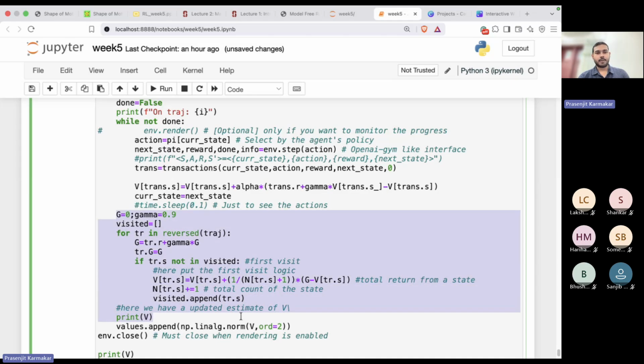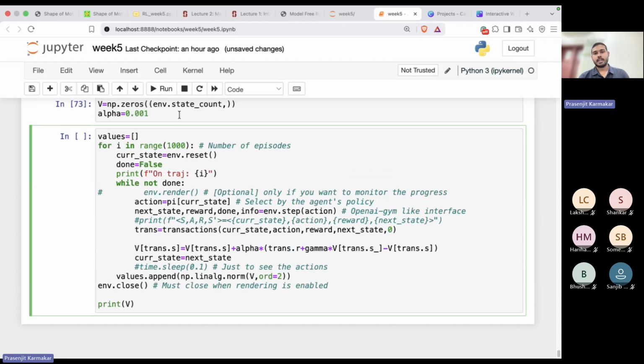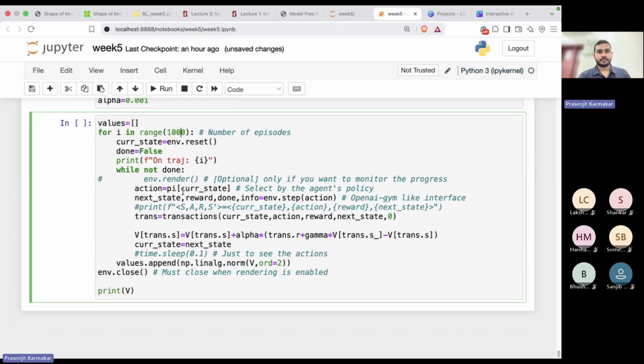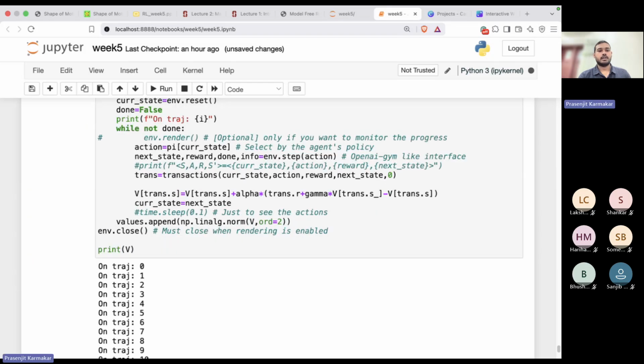After every trajectory ends, we can update the norm of the value, just for computational efficiency and to track whether it is converging or not. And we can interact for, let's say, 1,000 episodes. Let's run it. Let's see.